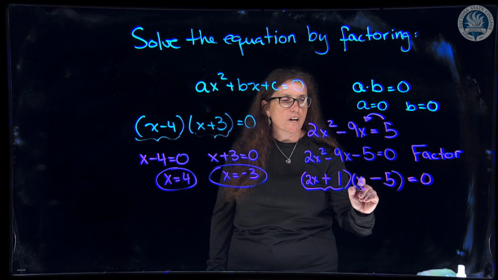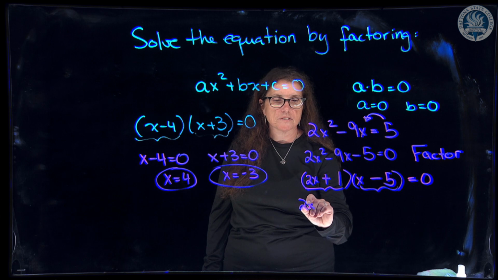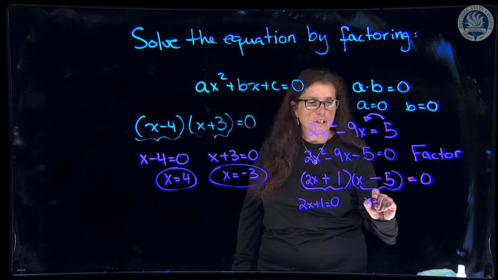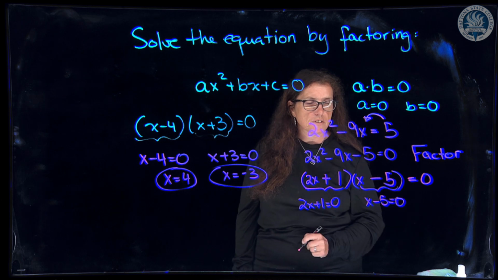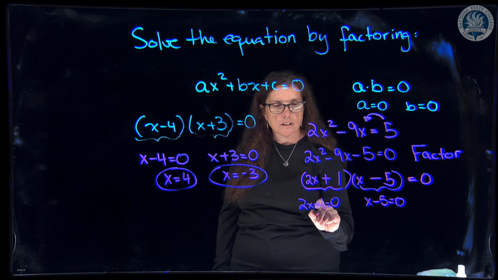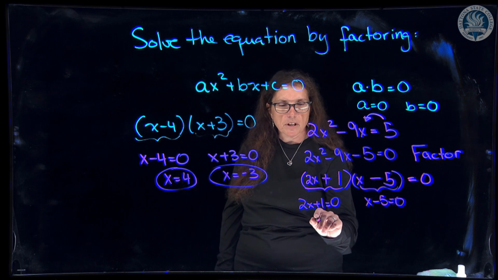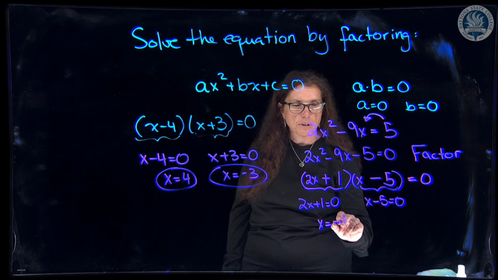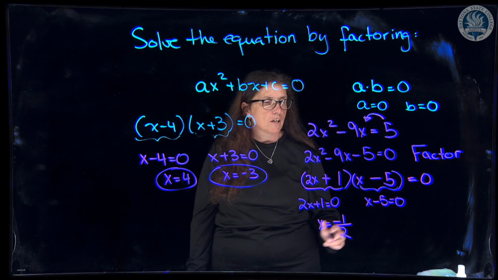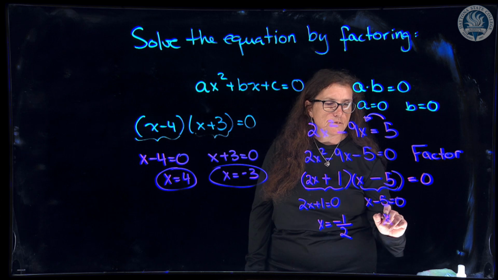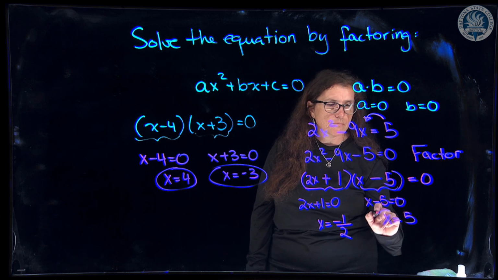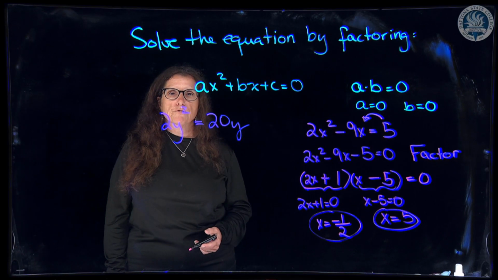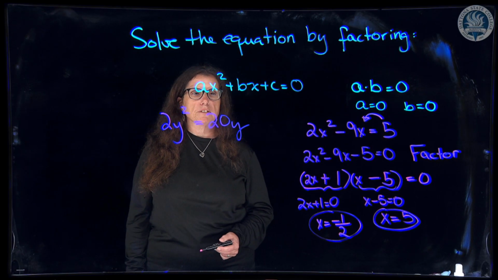Now each factor is going to be set equal to 0. 2x plus 1 set equal to 0, and x minus 5 set equal to 0. Then solve for x. Subtract 1 and divide by 2. X is negative 1/2. And on the other side, all we have to do is add 5, and guess what? We are done.